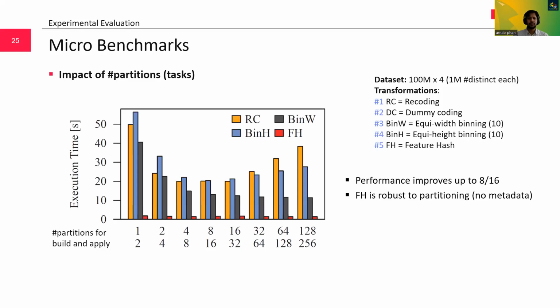In this micro benchmark, we study the impact of number of partitions for build and apply tasks. We systematically increase the number of build and apply partitions from 1 and 2 to 128 and 256. The figure shows the performance improves up to 8 and 16 partitions. Beyond that, the overhead of the partial maps and their merging increases. Feature hashing is robust to task provisioning as it has no metadata. Note that our optimizer also picks 8 and 16 partitions for this dataset.